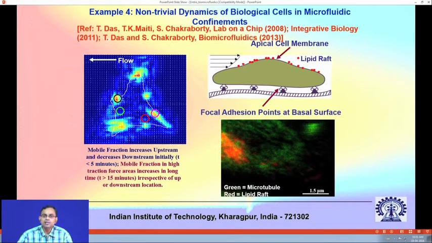And this mechanism is of course there also for normal cells, but cancer cells have a very rapid response to the stress by lipid raft internalization, and therefore cancer cells are much better stress responsive and they can survive the stressful condition in the microcapillaries.